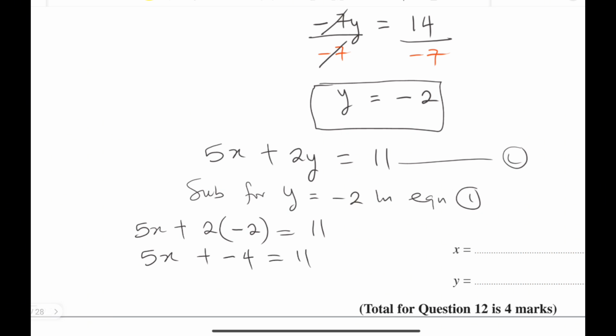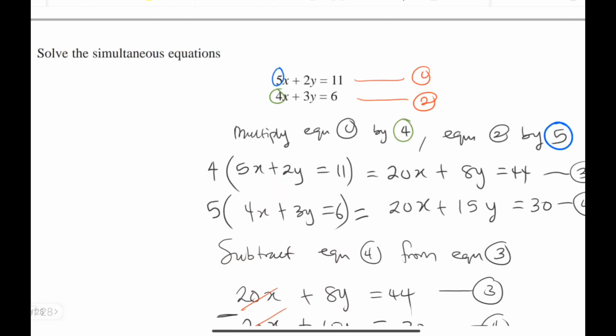So what do we do next? We add 4 to both sides. That means 5x equals 15, as minus 4 plus 4 gives us 0. Then we divide both sides by 5. 5 cancels out and 5 goes into 15 three times, so x equals 3. And we are done: x is 3 and y is negative 2. I hope that makes sense.